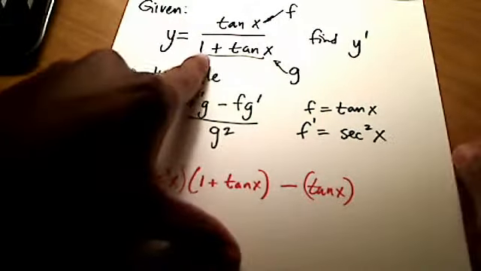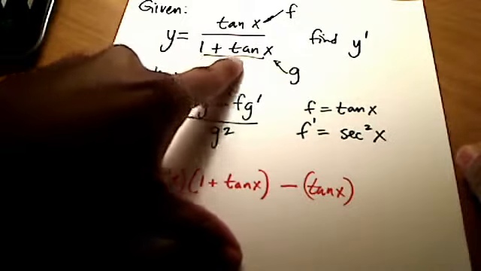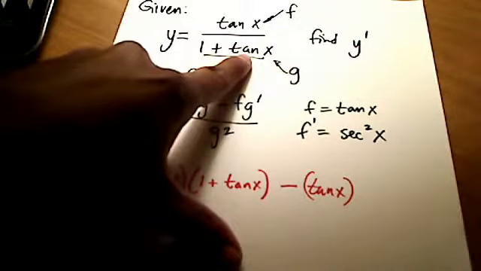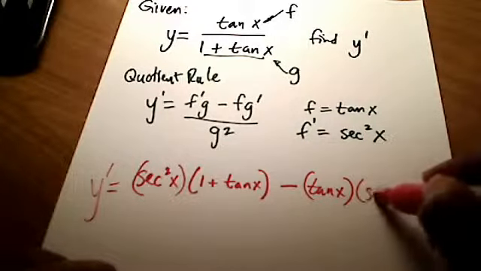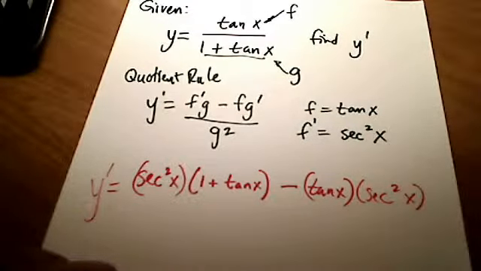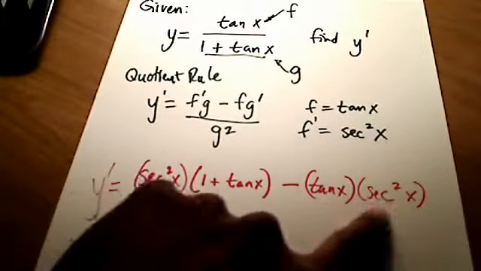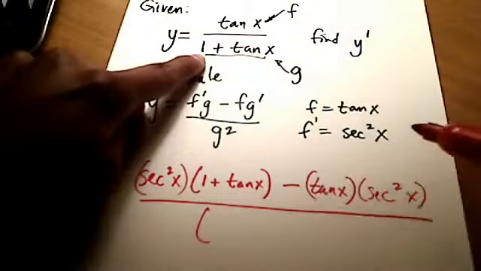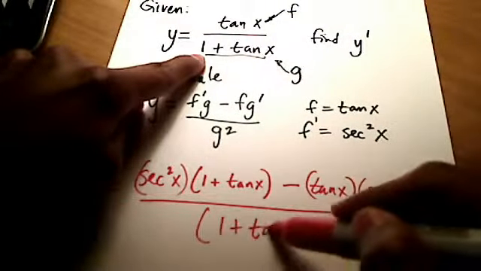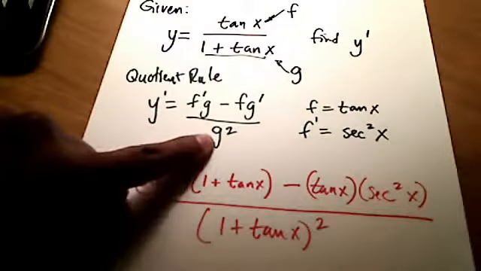so times the derivative of the denominator. Well, this is just a polynomial here, so the derivative of 1 is simply 0, I'm not even going to bother writing that, plus the derivative of tangent, well we know that that's secant squared, so over here I've got secant squared x. So there's my f prime g minus f g prime, and this is all over my g, which is 1 plus tan x quantity squared, so it's all over my g squared.